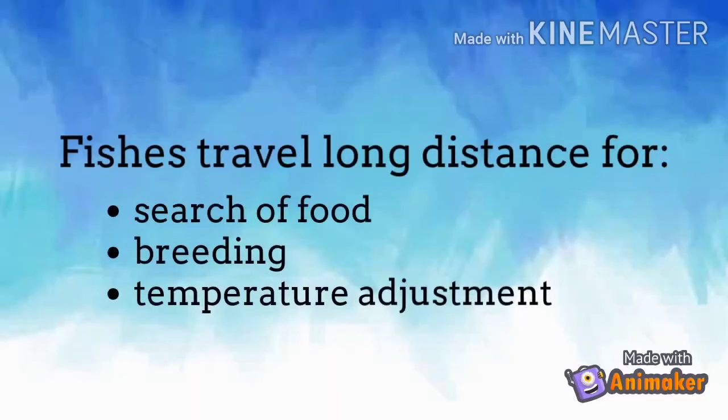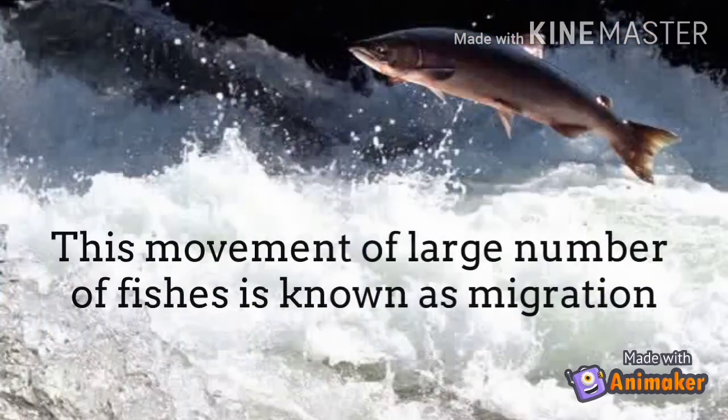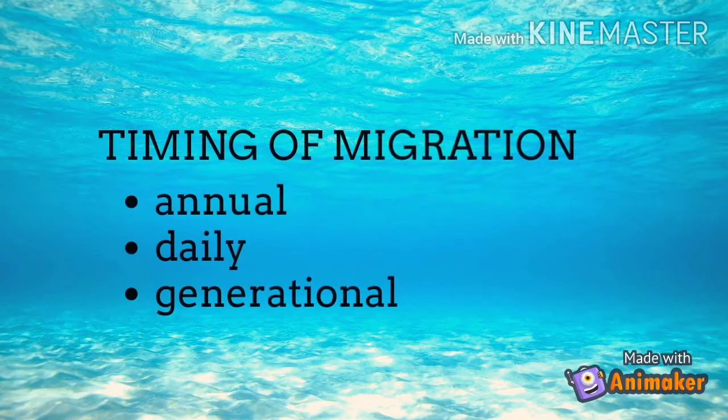Few species of fish travel long distance moving from one place to another place in search of food, breeding, and temperature adjustment. This movement of large number of fish is known as migration. There are three timing of fish migration, which are annual, daily, and generational.